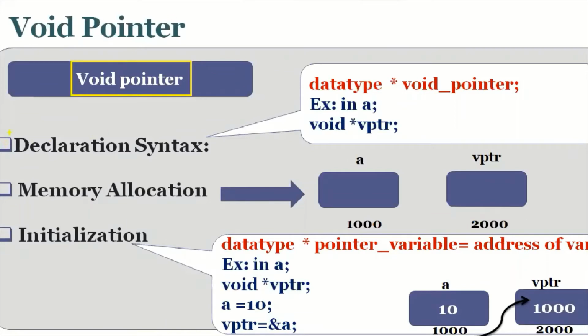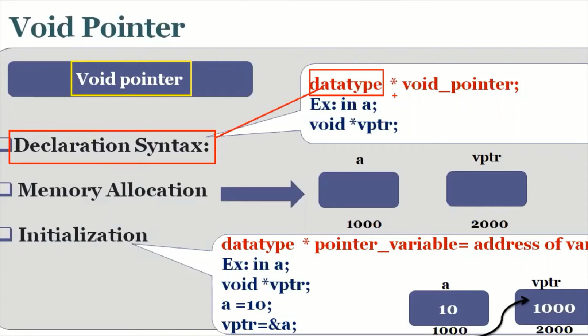Before discussing void pointers, first we will see the syntax part of a void pointer. In this case, the data type must be void, and we need to declare one void pointer variable, any valid identifier with a pointer operator. An example is int A and void *VPTR. The name VPTR is not compulsory, it is optional. Any valid identifier name we can take.